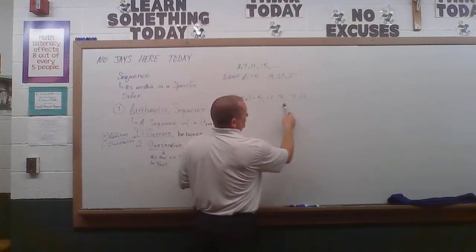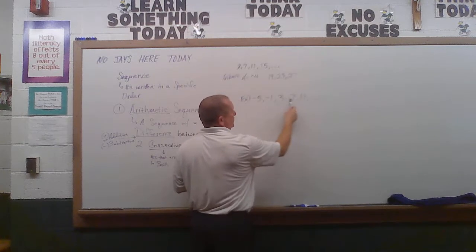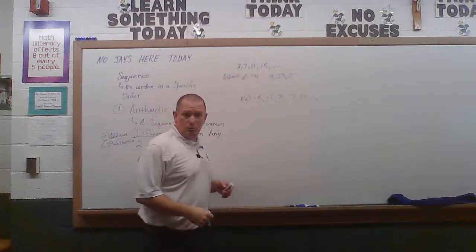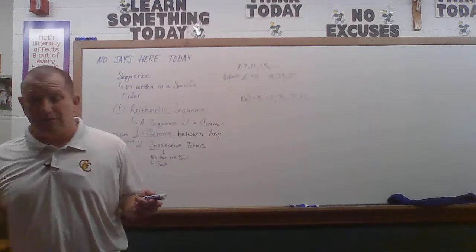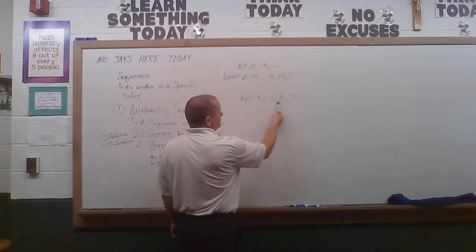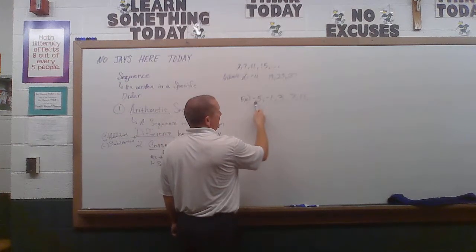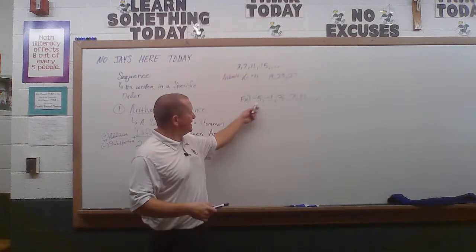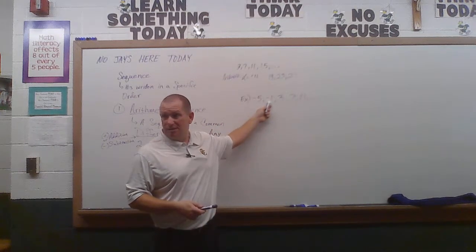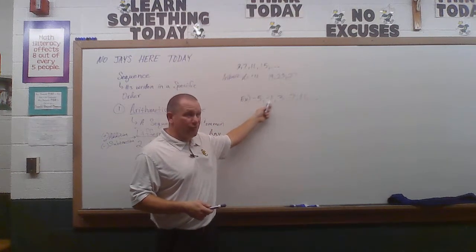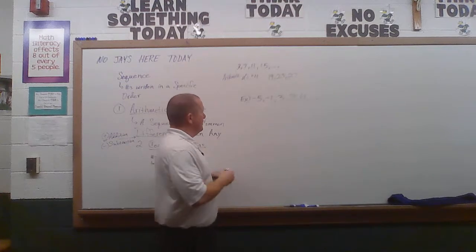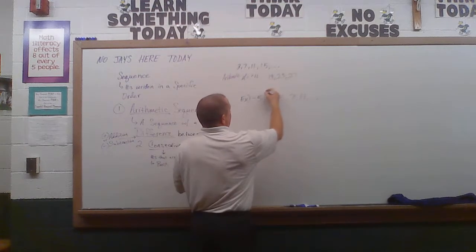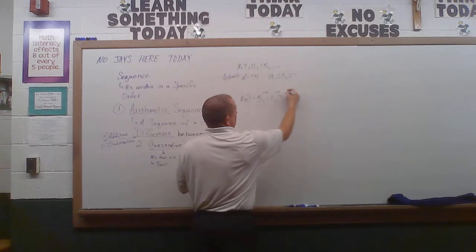And so obviously up here we can tell that from 3 to 7 and 7 to 11, we went up by how much? 4. But did we do that over here? Did I take -5? If I add 4 to -5, would I get -1? Yes. And if I take -1 plus 4, would I get 3? Yes. Okay, so did we add? Yes, we added 4 every single time.